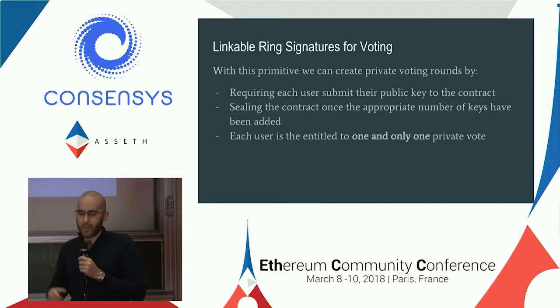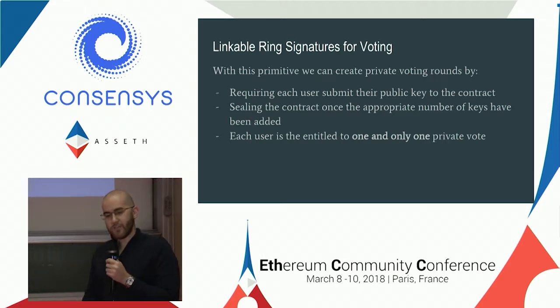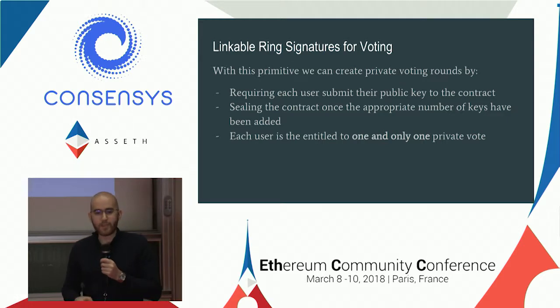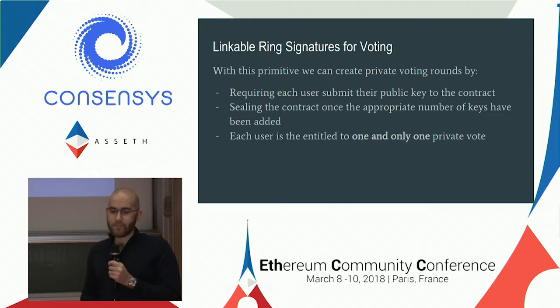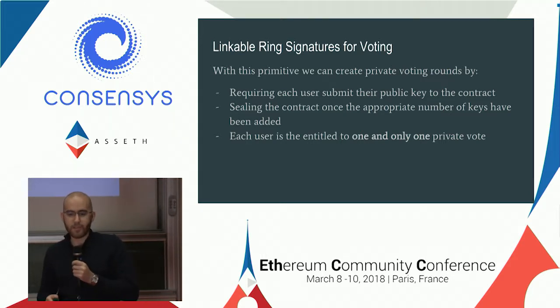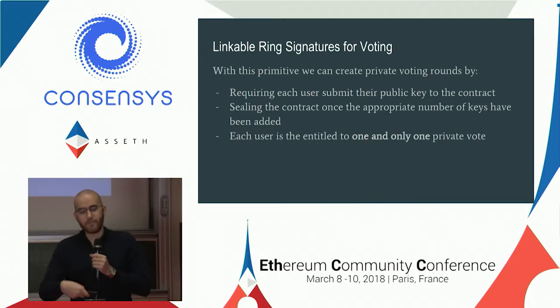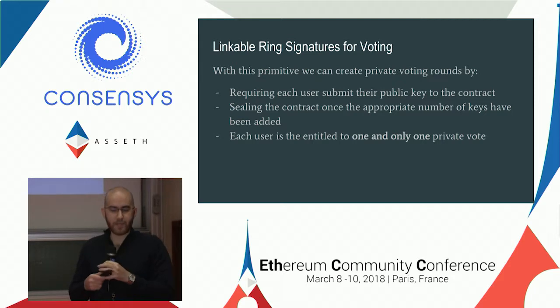So let's take this primitive and try to do something useful and practical with it. We can create private voting rounds with linkable ring signatures by requiring each user to submit their public key to the contract, a public key that they want to be part of the set. In this case, you would probably have a setup step.